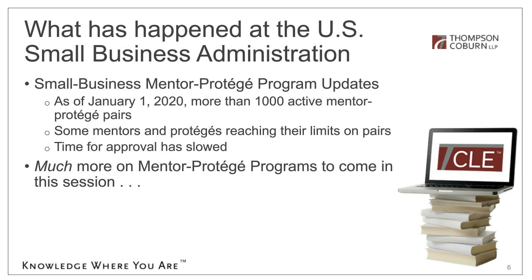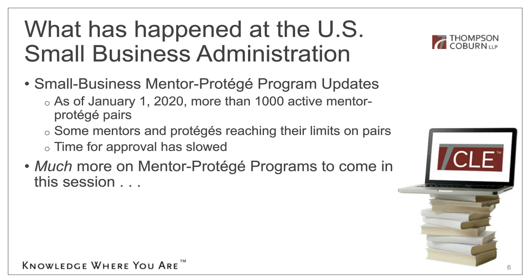And it crossed this mark sometime around December, and some mentors and proteges are starting to reach their limit on the number of pairs that they can have. So for many mentors, they already have about 2 to 3 proteges, which is really what SBA limits them to have. And a handful of protege firms have actually already reached their lifetime limit of 2 mentors.